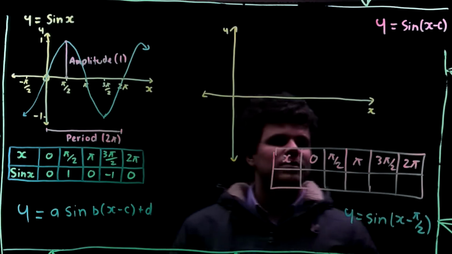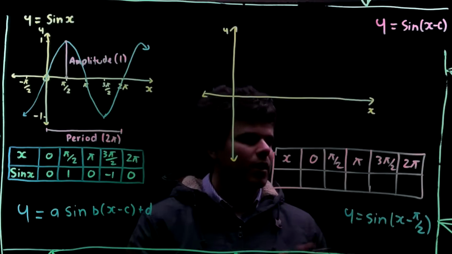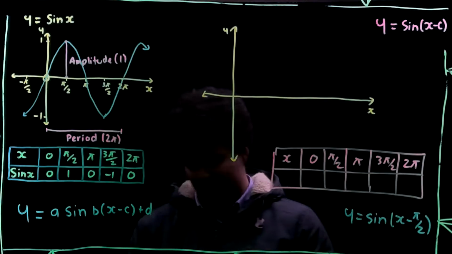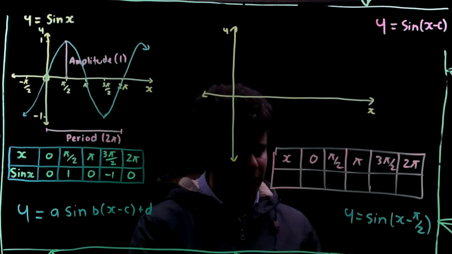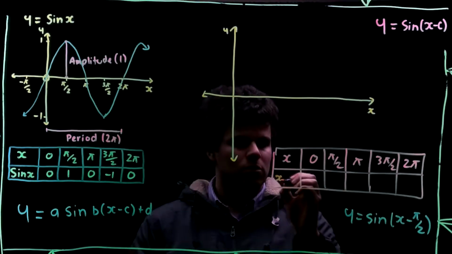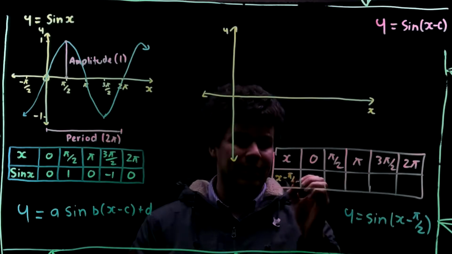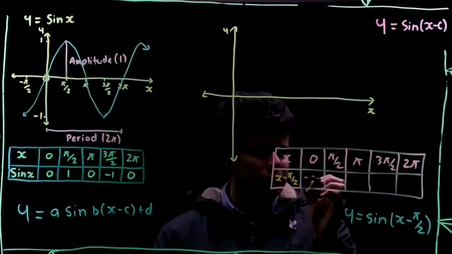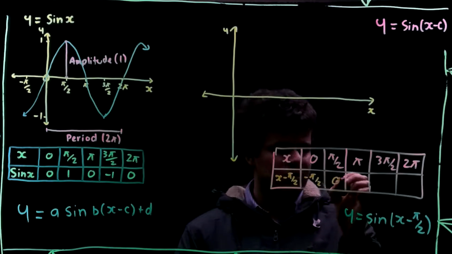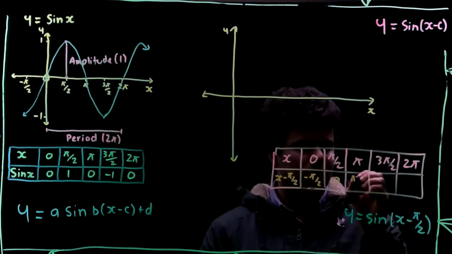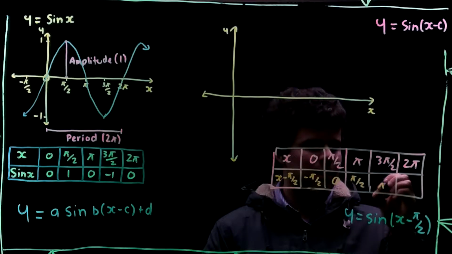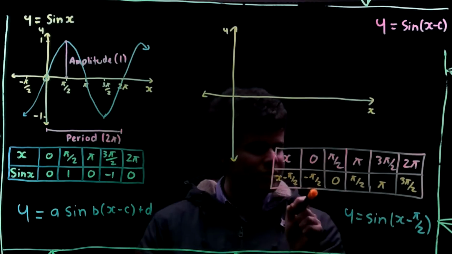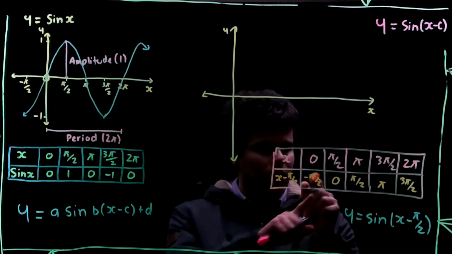So what I mean by that is let's then stick in our table what our value for x minus pi on 2 would be. This isn't taking the sine yet. Well, 0 minus pi on 2 is just minus pi on 2. This would be 0. This would be pi on 2. This would be pi, and this would be 3 pi on 2. So basically, everything's just happening, it's actually doing what happened before.